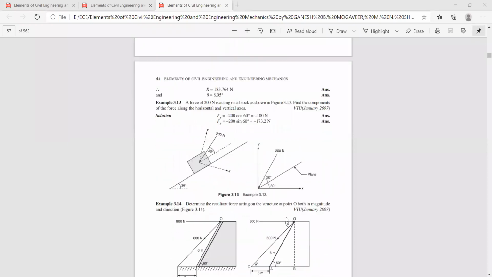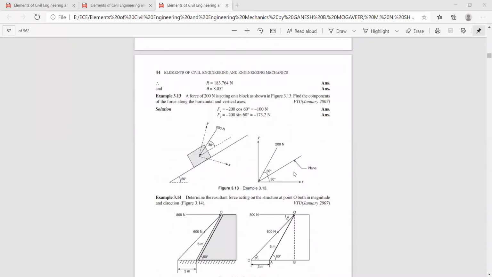And this is the y-axis. Now you can resolve this force along the x and y components. Now here it is all put together, this is 60 degrees, correct? If you extend the line of action of the force, this force is acting in the third quadrant, and its x component is minus 200 cos 60, and its y component is minus 200 sin 60. It's a very simple problem, which appeared in the BTU exam January 2007.